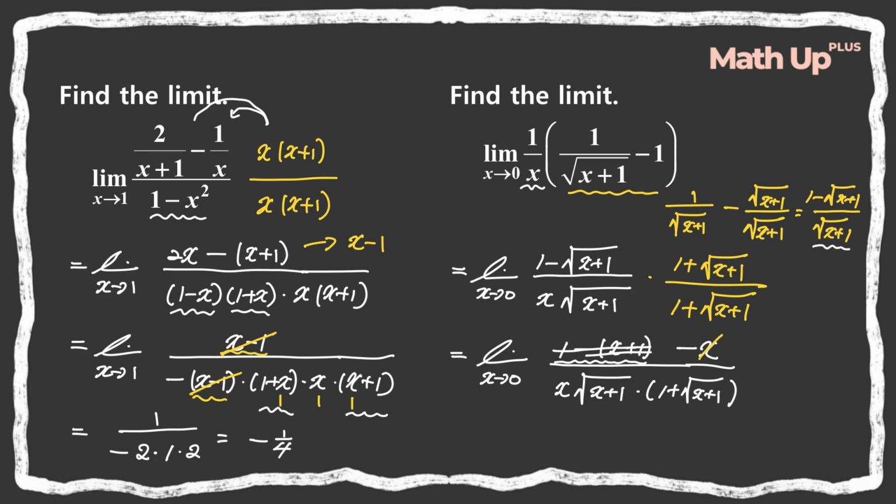So we can eliminate x, then substitute 0 for x. Then this limit is equal to negative 1 over 0. Square root of 0 plus 1, that's 1, times 1 plus 1, right? So that is equal to negative 1 over 2. This is our answer, right?